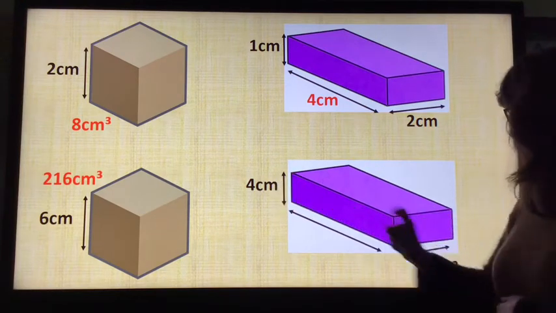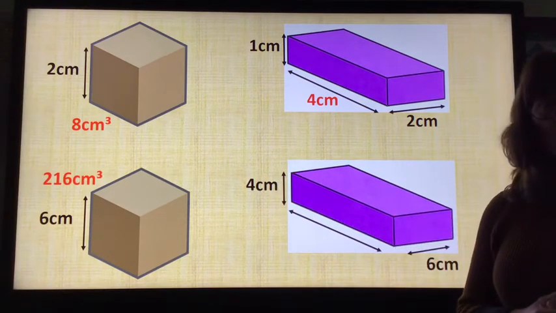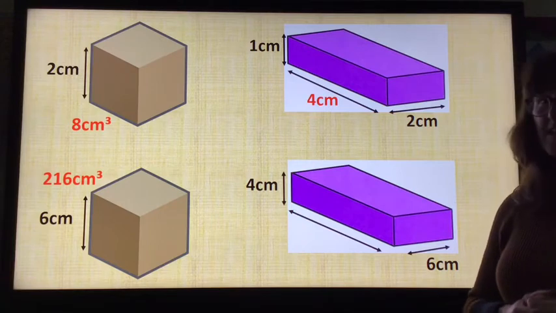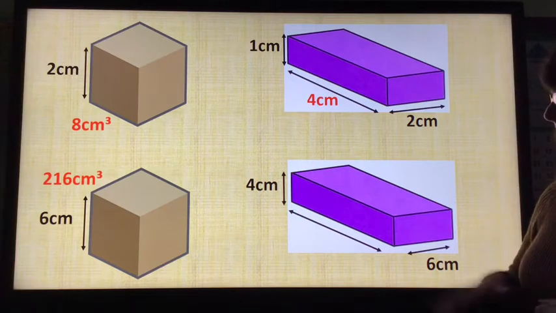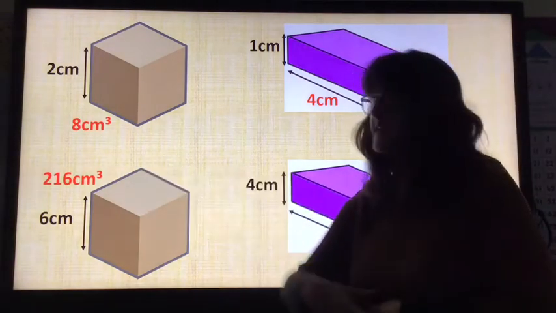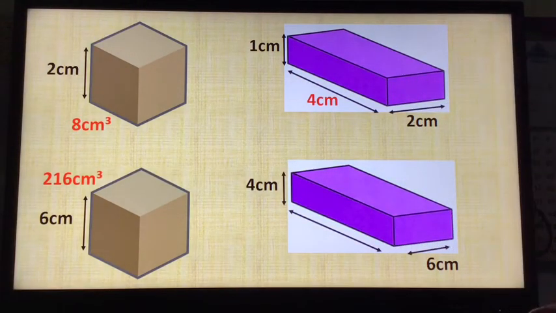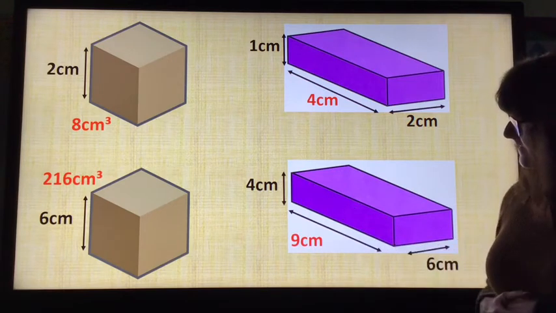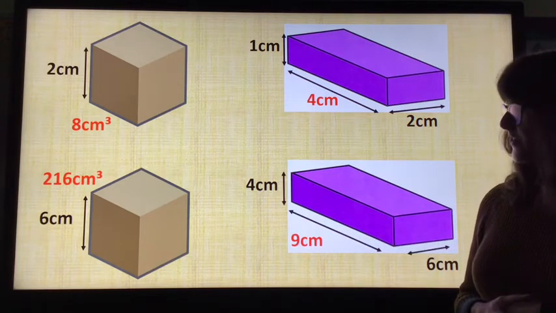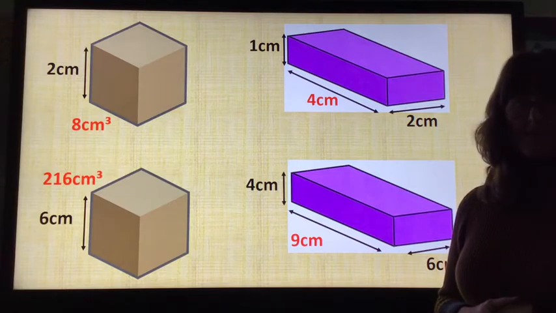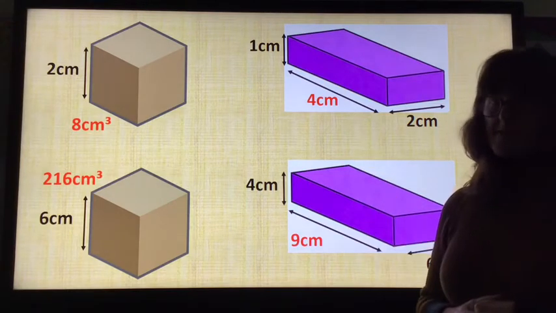So if we do 4 times 6 is 24. You perhaps need to work this out on a piece of paper, but you need to know how many 24s there are in 216. And there are, in fact, 9. So the missing edge on this cuboid is 9 centimetres long. A couple of tricky problems there.